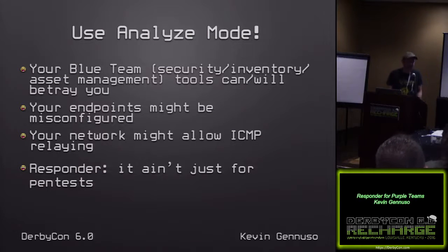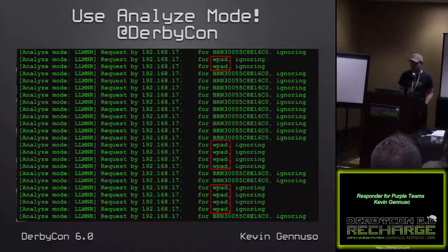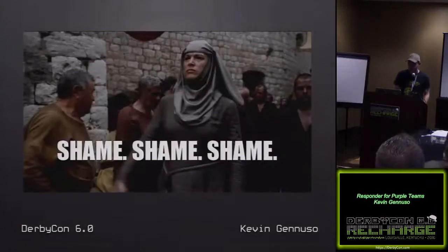So use analyze mode, I guess, is the point. Your blue team tools might be betraying you. They might be configured the way that you were told to configure them, but they might actually be doing bad things. Your endpoints might be misconfigured. Your network might allow ICMP relaying, and you would never know that unless you looked at that layer 3 config on your core switch or whatever. Responder isn't just for pen tests, is the point. I fired up analyze mode here at DerbyCon and found a couple of systems misbehaving. A couple of them were looking for WPAD, a couple of them looking for I don't know what. So shame on them.